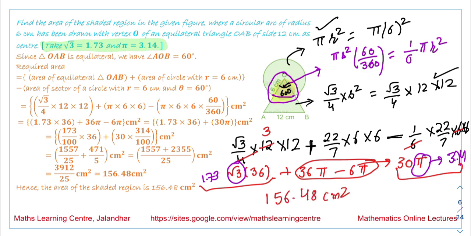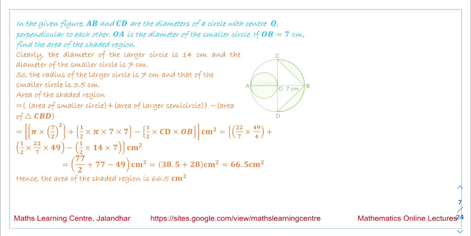156.48 centimeter square. Next is, in the given figure, AB and CD are the diameters of a circle with center O, and these two are perpendicular to each other. OA is the diameter of the smaller circle. If OB is equal to 7 centimeter, find the area of the shaded region.